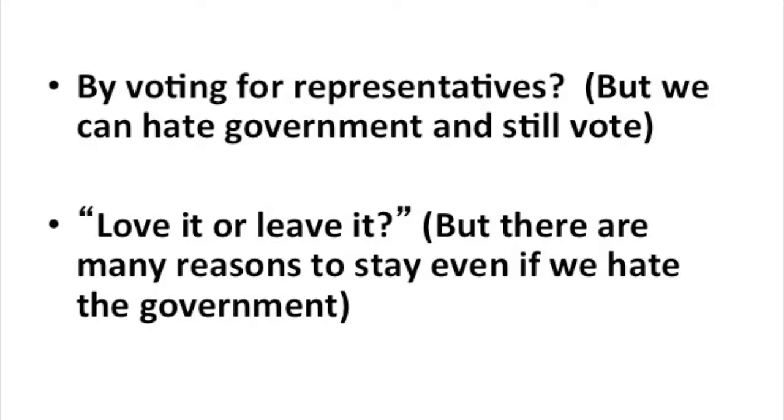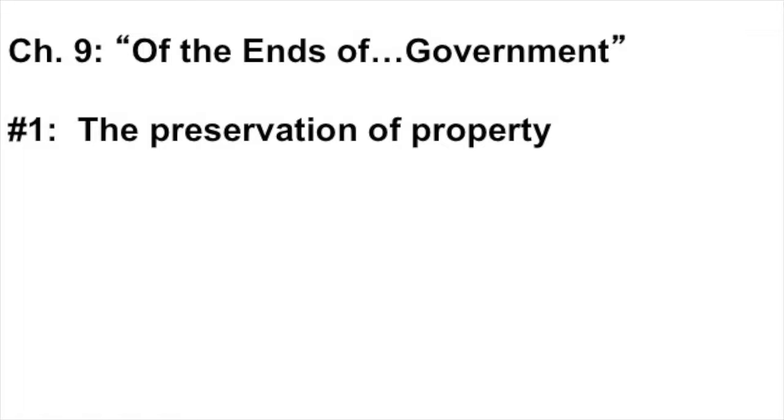All right, so let's talk about Chapter 9, which is entitled Of the Ends of Government. There he says the number one end of government is the preservation of property. But remember, property is defined really broadly. It's not defined the way we would. We think of our home or our car or our clothes and whatever we own as property. He includes all of that, but our first and foremost property is in our bodies, okay?